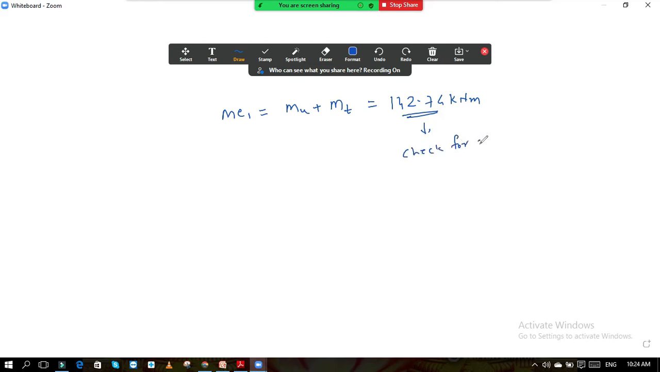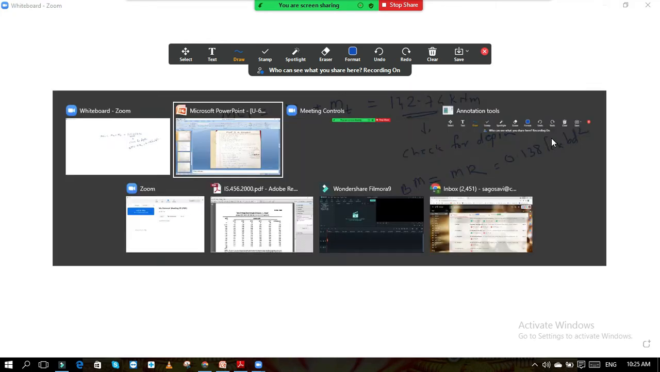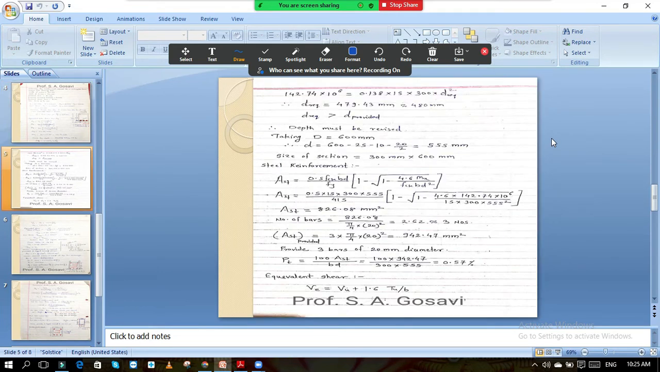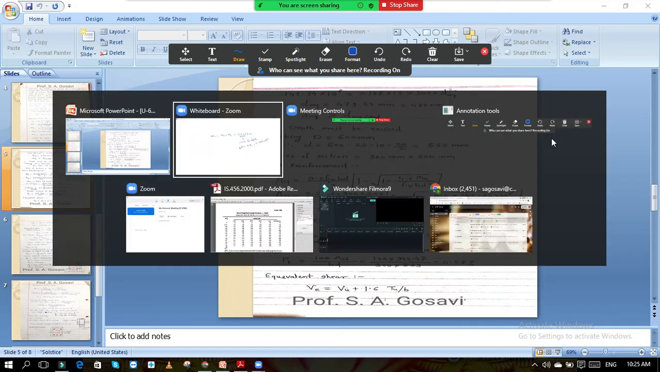For this value we have now taken the check for depth. We equated this bending moment to the moment of resistance, that is our formula: 0.138 fck bd square. By using this we have calculated the required depth, and you can see the required depth we calculated was greater than the depth which we had provided.